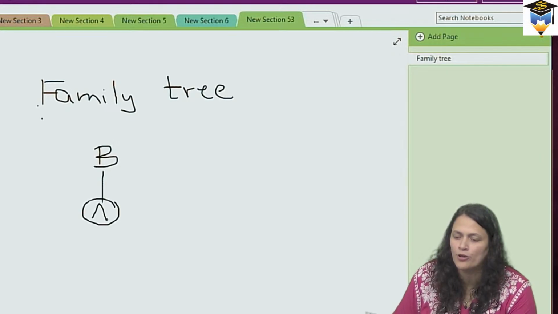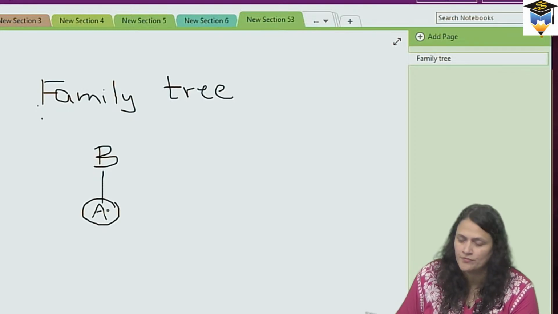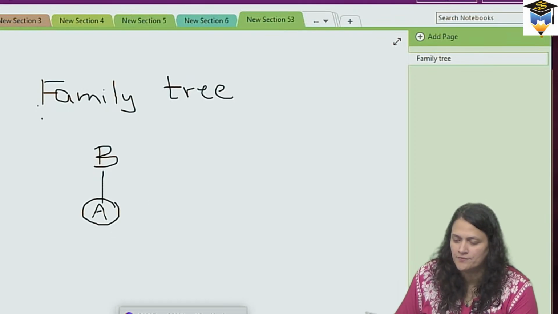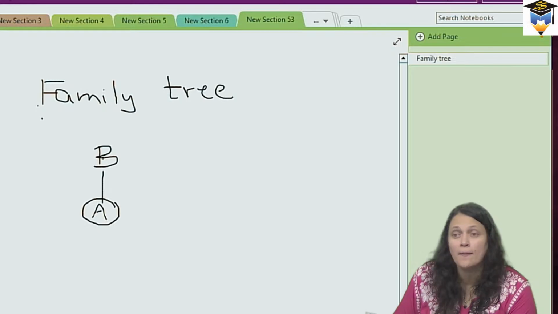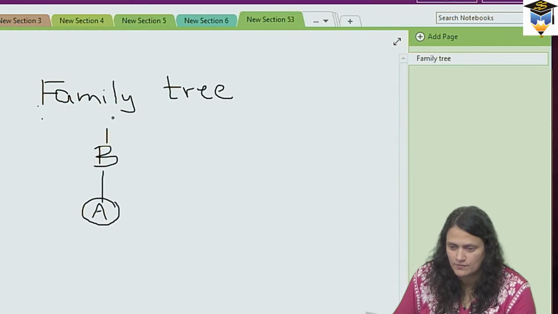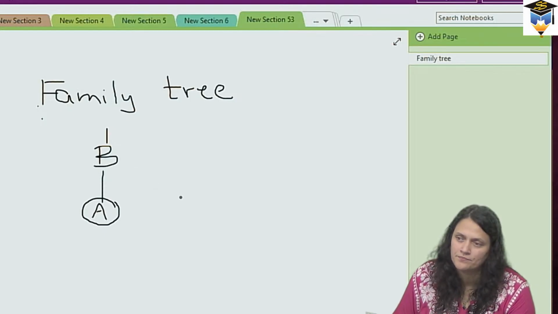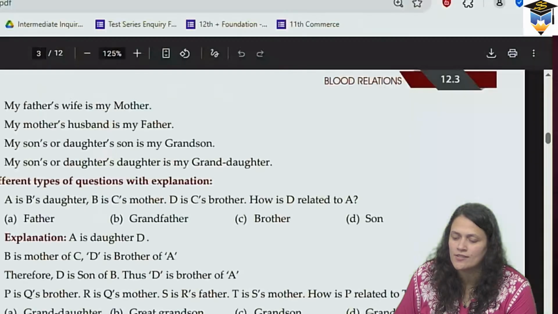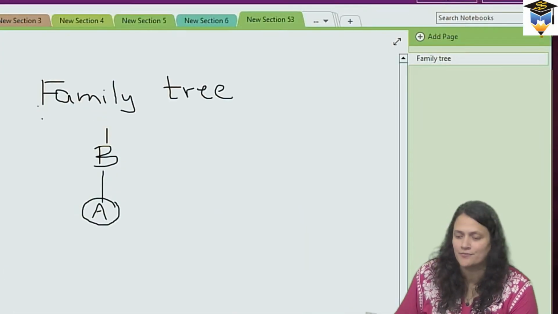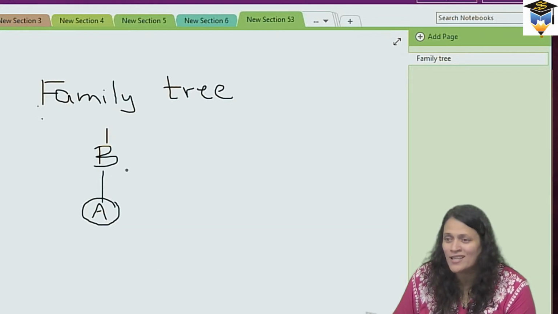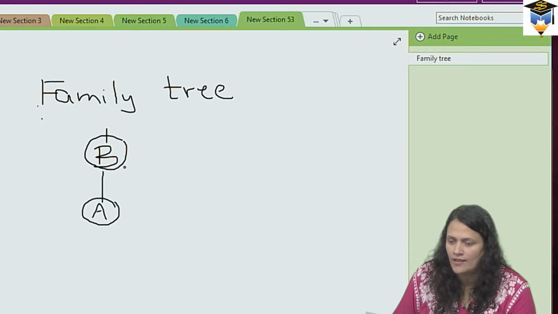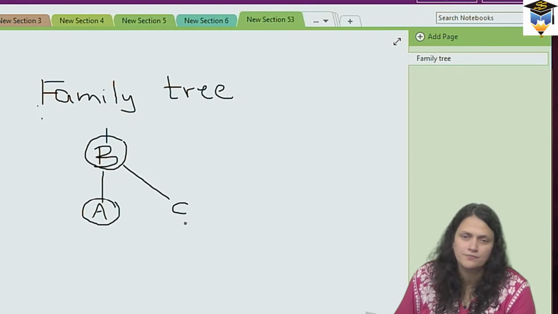Since she is a daughter, I am going to represent her in a circle. Now A is B's daughter. B is C's mother. So where will I place C? The question is, B is C's mother, so she is also a female, and I will draw C over here.